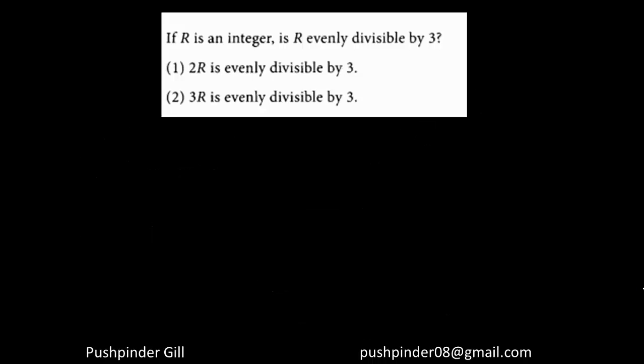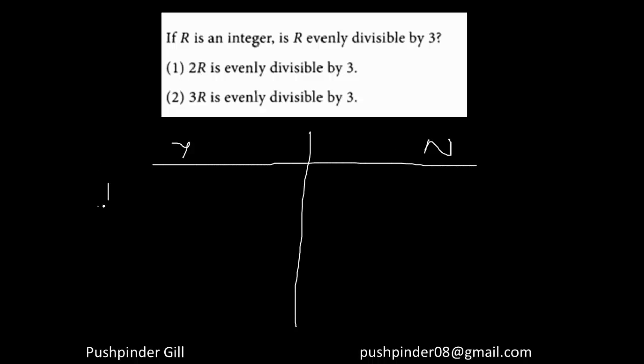Alright. So let's see this question. It says if r is an integer, is r evenly divisible by 3? So what do you mean by evenly divisible? Once you divide it, the factor that comes out should be a multiple of 2. So let's try to find the answer. Let's try to get a yes and let's try to get a no. Alright. So this is the first. So if r is an integer, is r evenly divisible by 3?